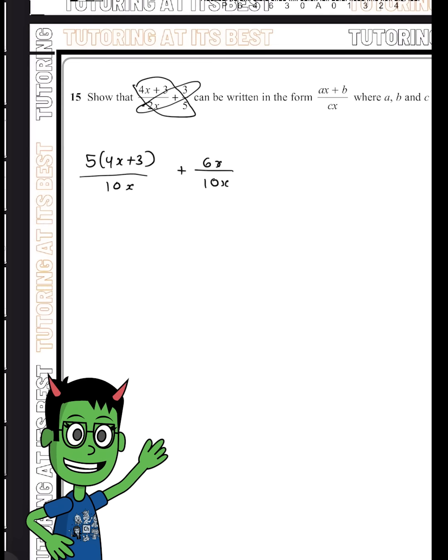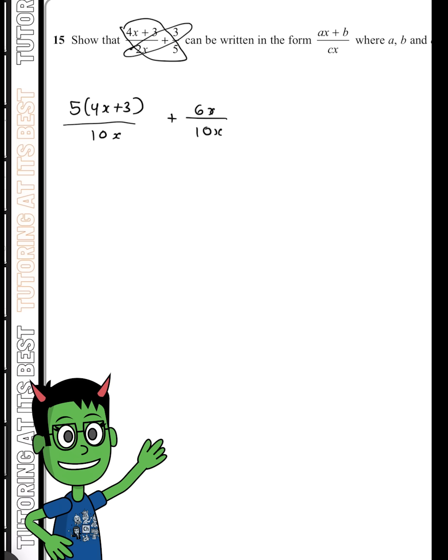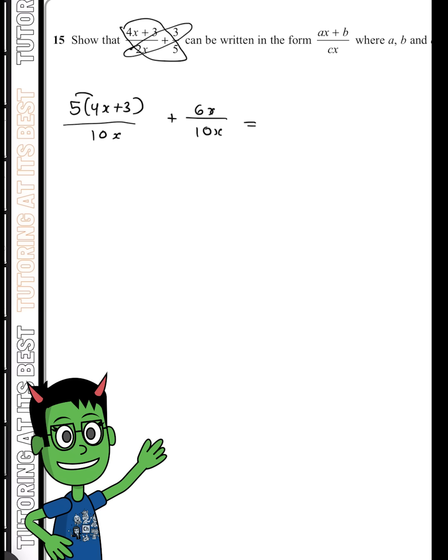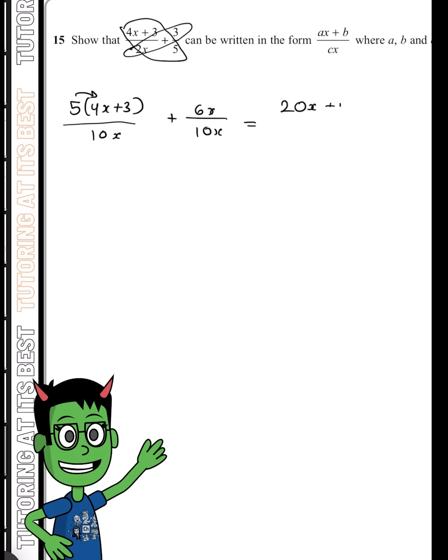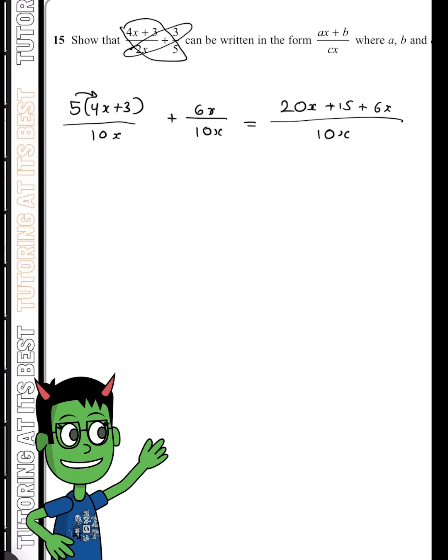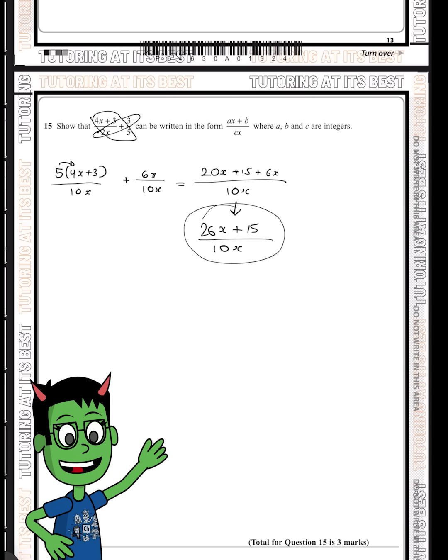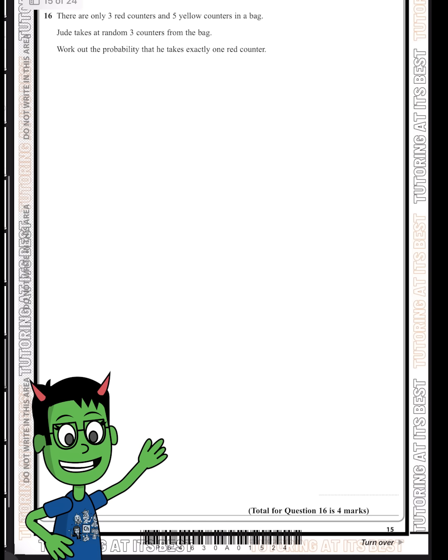Just like that. Marvelous. Now we've done this, let's embed it into one fraction, and that's 5. And I'll multiply this out as well. So 5 times 4x is 20x plus 15 plus 6x over 10x. I'll then simplify this, and we get 26x plus 15 over 10x, and that there is 3 marks in the bag, in the same form as what they have given us. Beautiful. Let's go for question 16 now.